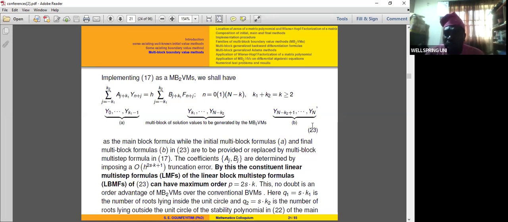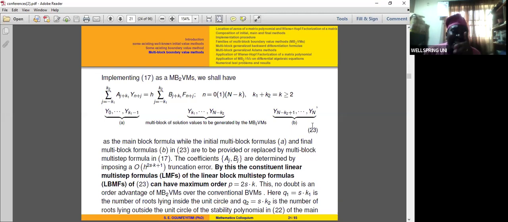Now, we need to talk of how we are going to implement this multi-block boundary value method. We have for the case of K1, which equals S multiplied by K1. The K1 here is the number of roots inside the unit circle. But since we are dealing with the multi-block boundary value method, K1, which equals S times K1, is the number of roots lying inside the unit circle. Then we have K2, which is S times K2, the number of roots lying outside the unit circle.